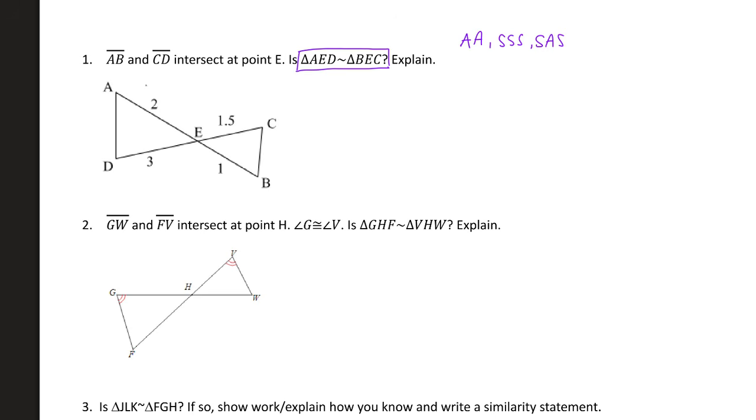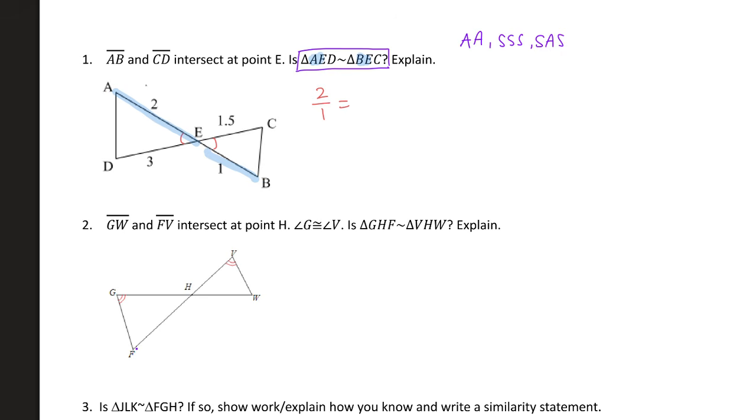So let's see if we have enough information here. Well, I know my angle is taken care of because I know I have vertical angles here. And we need our sides to be proportional. So let's go ahead and check our sides. So I'm going to use the order of my letters to make sure that I'm matching up the appropriate side. So I have AE here. So AE is going to match up with BE. So I'm going to put those two together. So I have 2 over 1.